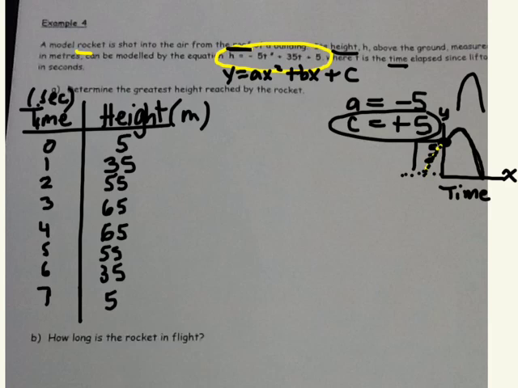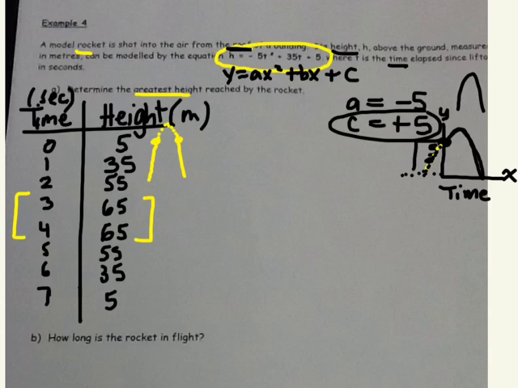Okay, so we're going to answer all these questions without graphing it. The first question says, determine the greatest height reached by the rocket. We know that the highest point is going to be somewhere between these 2 points, correct? 65 and 65, they have the same y value, which means that's not the highest point. It's going to go a little higher than 65 because the parabola goes up, 65, and then it keeps going up, and then it has to come back down. So 65 again, right? The parabola is symmetrical.